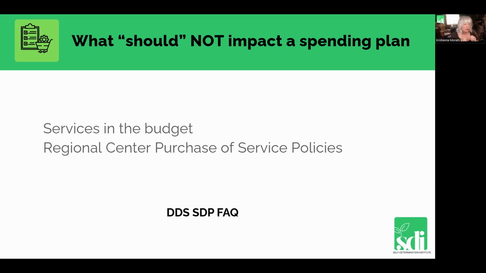So they should not be requiring the services in your budget to match your spending plan. That is not how self-determination program is written in the law. It's not how it's intended. But I will tell you, I am seeing this. So don't be surprised. Get the ombudsperson involved. Have a good independent facilitator if this is something your regional center is doing. And again, if they're trying to apply those purchase of service policies, they should not be doing that. So keep these things in mind. I'm saying it shouldn't impact it, but there is a certain amount of reality check that it may.